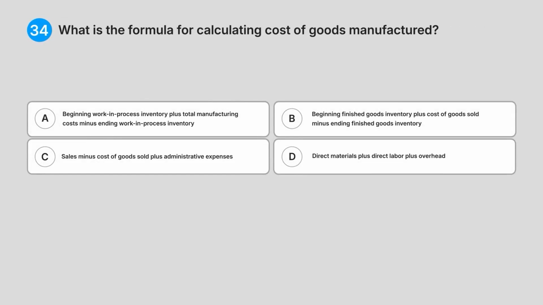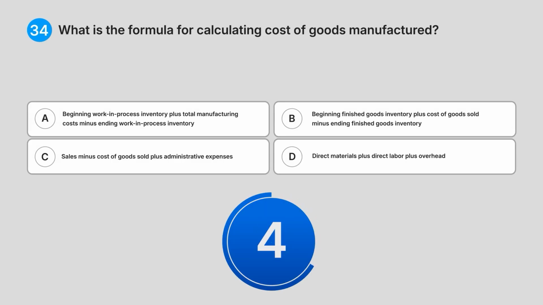34. What is the formula for calculating cost of goods manufactured? A. Beginning work in process inventory plus total manufacturing costs minus ending work in process inventory. B. Beginning finished goods inventory plus cost of goods sold minus ending finished goods inventory. C. Sales minus cost of goods sold plus administrative expenses. D. Direct materials plus direct labour plus overhead. Do you know the answer?